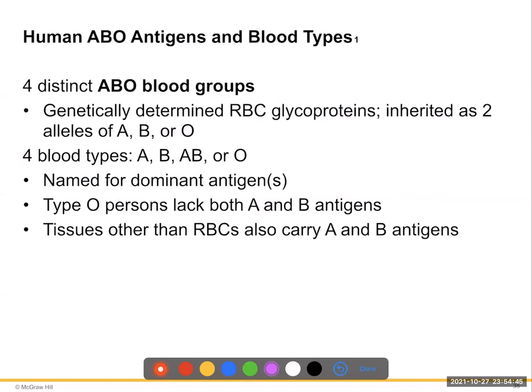Okay, so you have 4 distinct blood groups. You have A, you have B, you have O, and you have AB. Those are the proteins that are on the outside of the red blood cell. There's your 4 types right there. It's named for the dominant antigen. So a person that is blood type A has A antigens on the red blood cell. So if this is your red blood cell, you have A antigens coming off of here. If you had B antigens, you'd be type B. If you had both, you'd be AB. If you had neither, you would be O.